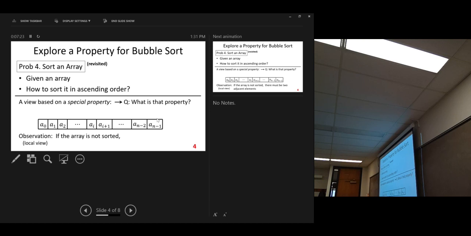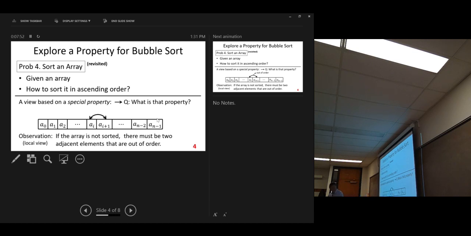There is some A sub i that is greater than A sub i plus 1. Good, that's the one. All right, so let me describe it in this way. If the array is not sorted, there must be two adjacent elements. Here, let's use these two adjacent elements. They are out of order.